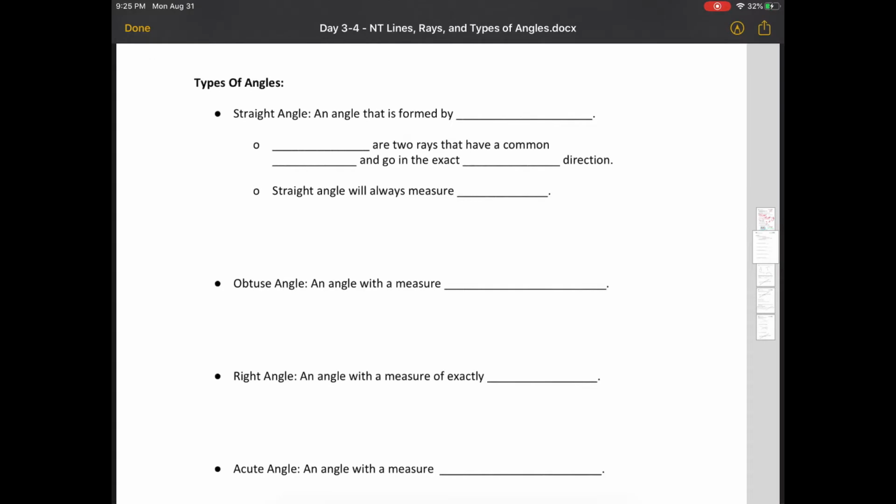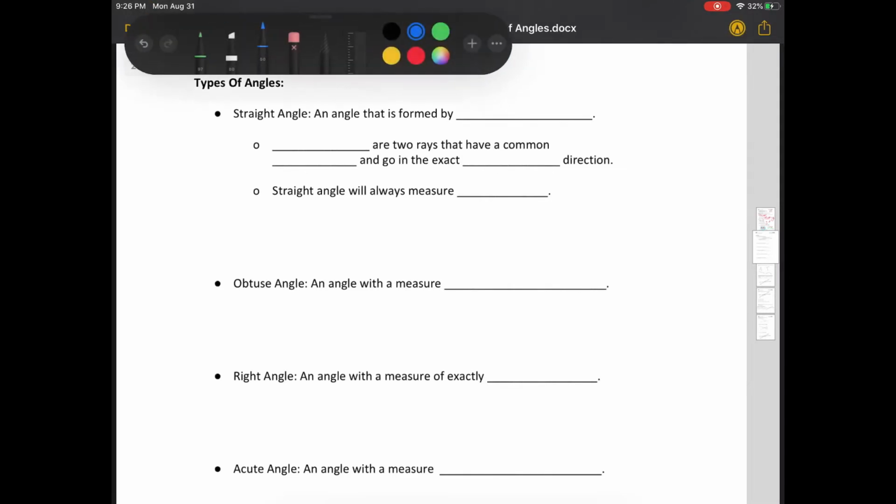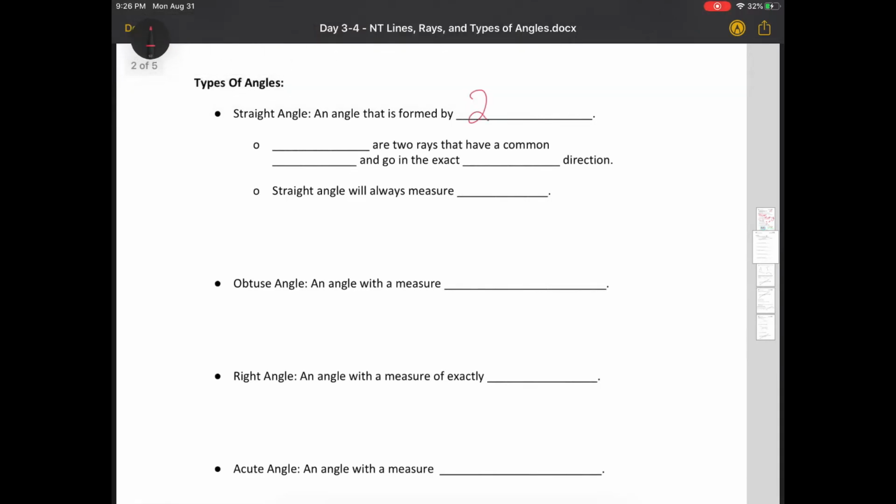So we do have a bunch of different types of angles we're going to get into. Now, not all angles obviously have the same degree measures, but we do have a few special ones that we're going to commonly see. So the first one we're going to talk about is going to be a straight angle. So a straight angle is an angle that is formed by two opposite rays, meaning two rays that go in the opposite direction, literally. So opposite rays, like I just said, are two rays that have a common vertex and go in the exact opposite direction.